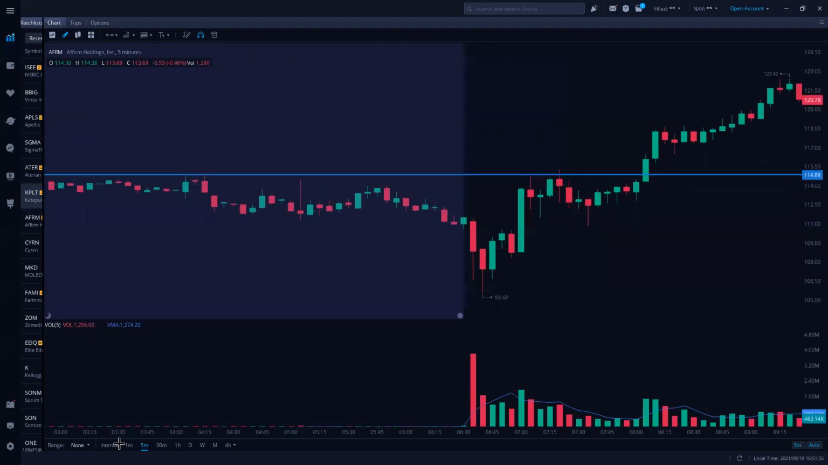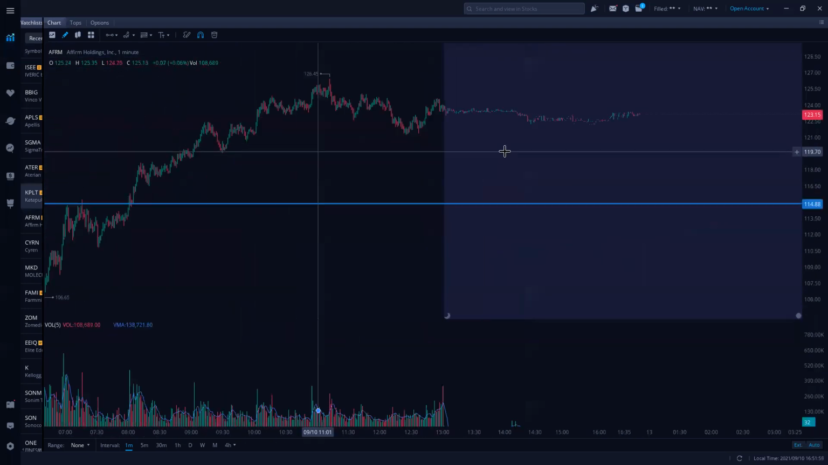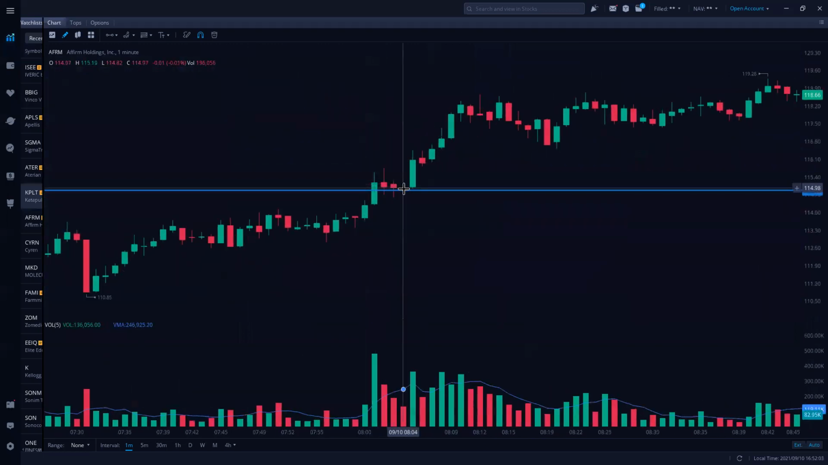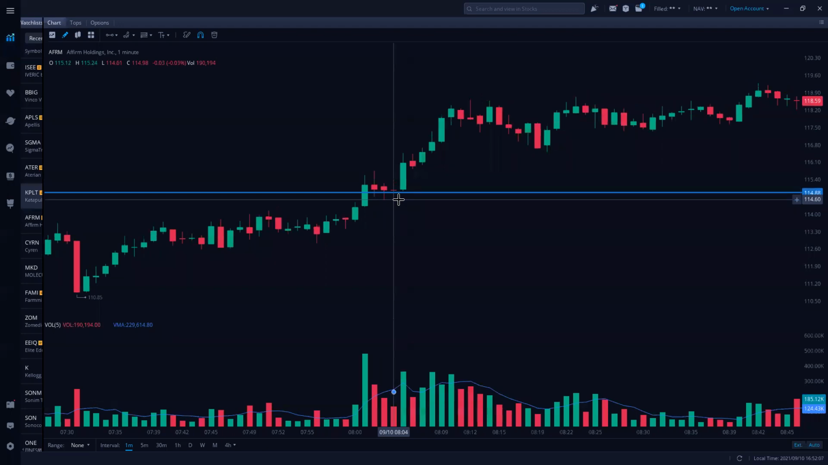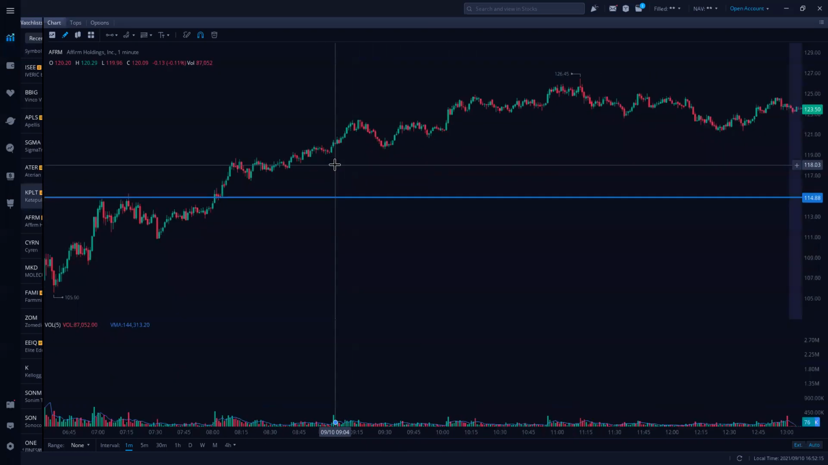Eventually we broke it. So the more times we test resistance or support, the higher the chance there is of breaking it. When we did break it, we retested it. We came down and used it as support, because when we break resistance, like I said, old resistance is new support. Old support is new resistance. When we broke it, it came down, consolidated above it, and was just great.